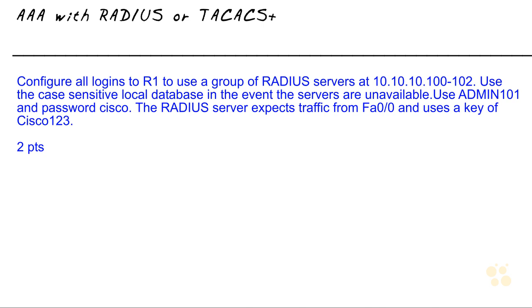So to make sure I get this 100% accurately, I jot down notes on my scratch paper. I indicate we're using Radius. That's a pretty important note. Servers 100, 101, and 102 in that last octet respectively. I make a note of the username and password, the Radius key that's expected, and the interface that we are supposed to use.